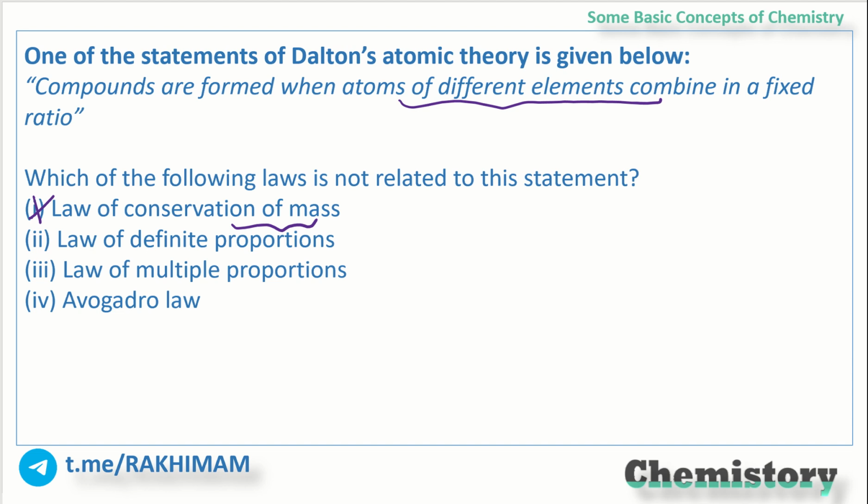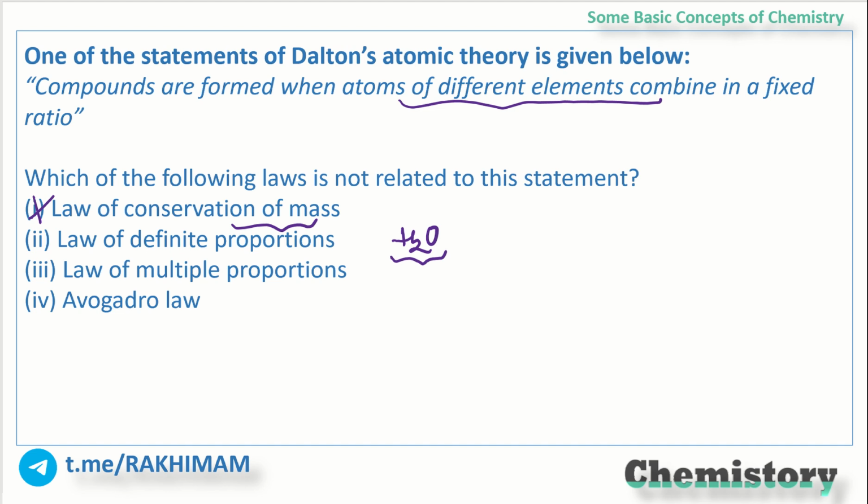Talking about the law of definite proportion, this law states that for a given chemical compound, it always contains its component elements in a fixed ratio. Suppose H2O, whether I produce it from any source, through a chemical reaction, or from river water, or tap water, it is going to have a fixed ratio of hydrogen and oxygen.